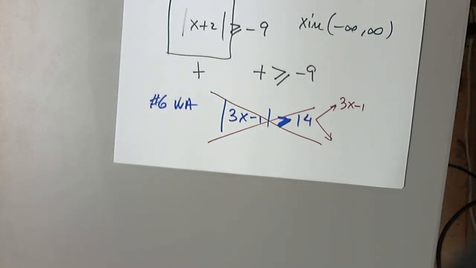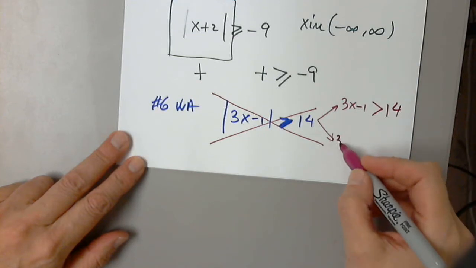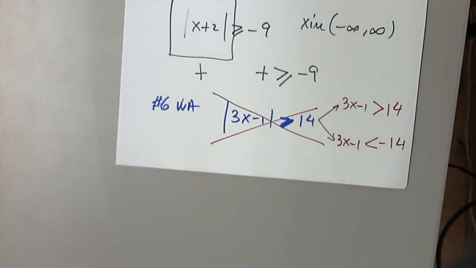We have to show the outside. Let's show the outside. 3x minus 1 greater than 14. That's my solution. Very good. Awesome. The outside, not in between. If you select anything between negative 14 and 14, that's wrong. It has to be completely outside: either completely greater than 14 or less than negative 14. Awesome.